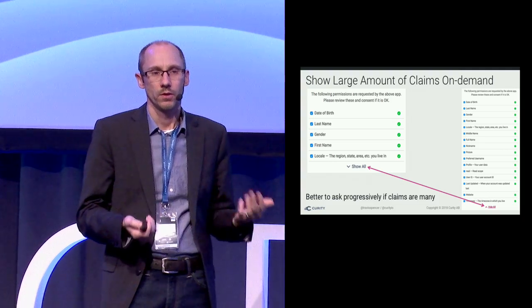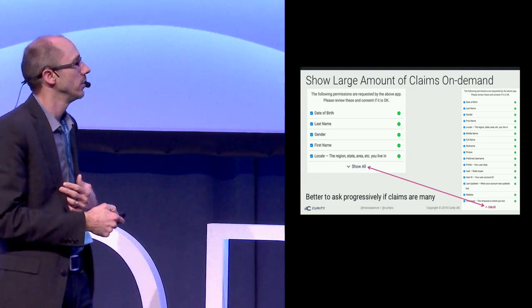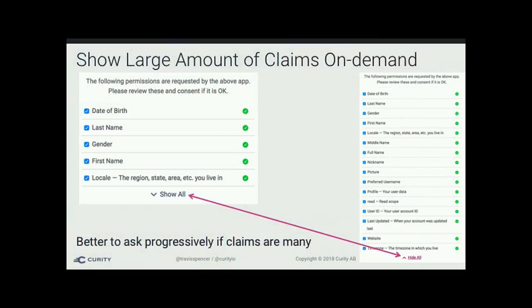If you're asking for a large amount of claims, first of all, you probably shouldn't be. But if you are, you want to make it possible to not overwhelm the user, because like we talked about, there's a lot of other information on this page about the client, about the user that they're logged in as, other things like that. So if you have this big list of claims, they might miss those other details. So it's important, first of all, to present that in a smaller, compact form, but then allow the user to see everything that they're consenting to.